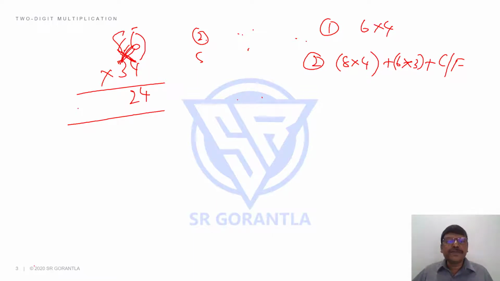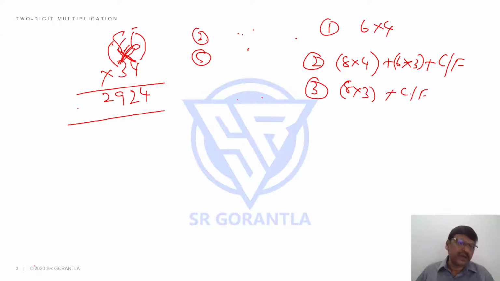Okay. The third step, students, is the leftmost places. 3 into 8, 24. 24 plus 5 carried, 29. So what is the third step? The third step is, students, the leftmost place, 8 into 3, plus whatever is the number carried forward from the previous step, right?